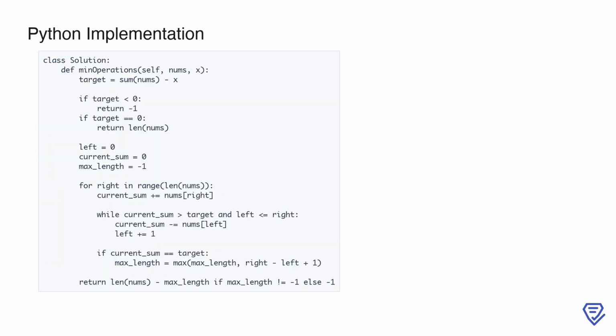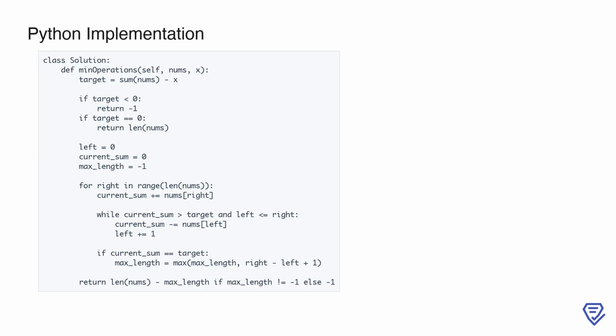This Python implementation solves the problem of finding the minimum number of operations to reduce x to 0 by removing elements from either end of the array. The solution employs a sliding window approach to identify the longest subarray whose sum equals sum(nums) - x. First, we calculate the target as sum(nums) - x. If this target is less than 0, it means reducing x to 0 is impossible, and we return -1. If the target is 0, the entire array must be removed, so we return the length of the array.